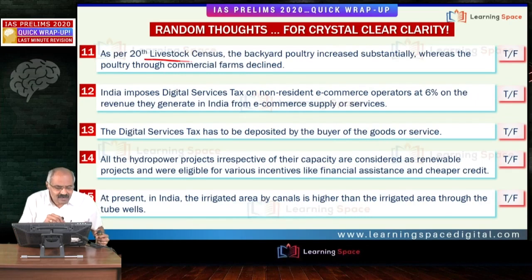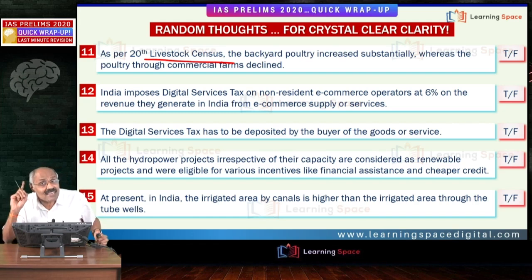Then, as per the 20th Livestock Census, which was held in 2019, we deliberated in detail in the previous classes. I am not going into those things like goat, sheep, buffaloes, cattle. We already deliberated in detail. Then, one point I missed at that point of time, that is backyard poultry.